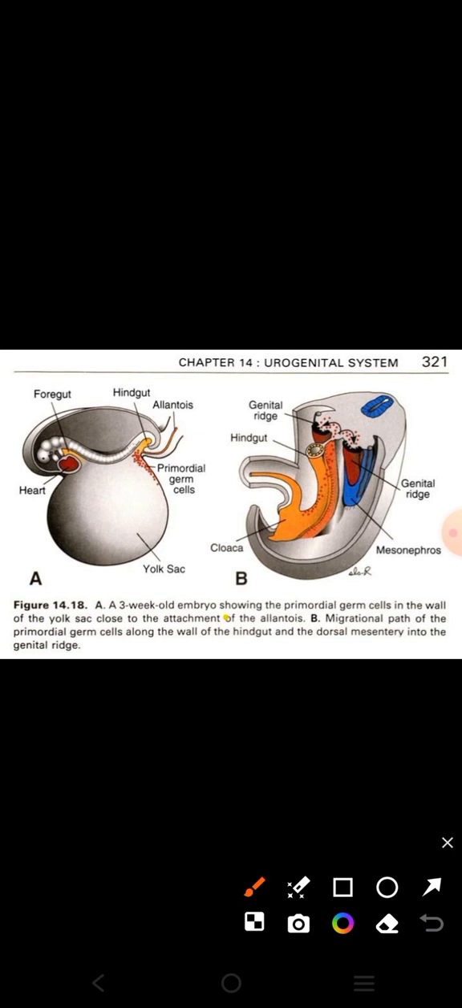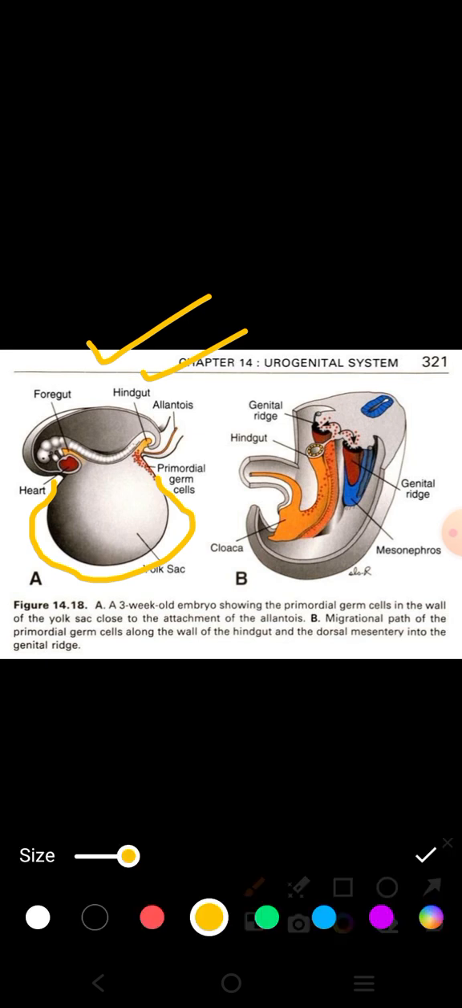I'm showing you pictures of your concern here, but in order to watch these pictures you don't need to memorize or understand all of these structures given in this picture. I will just highlight the points that are of your concern. We are discussing the development of the ovaries here. So just see that this is the foregut highlighted here, and this is the hindgut highlighted here.